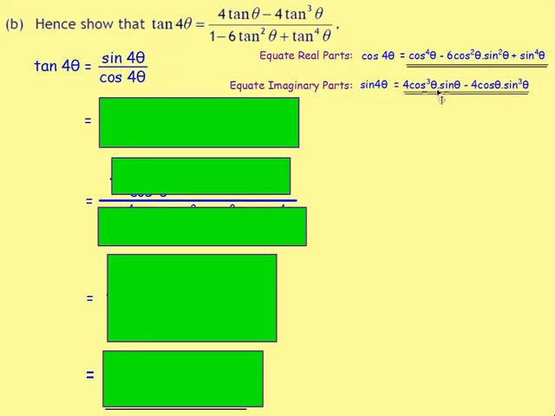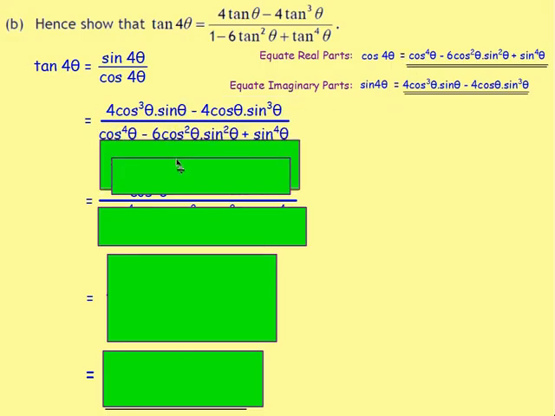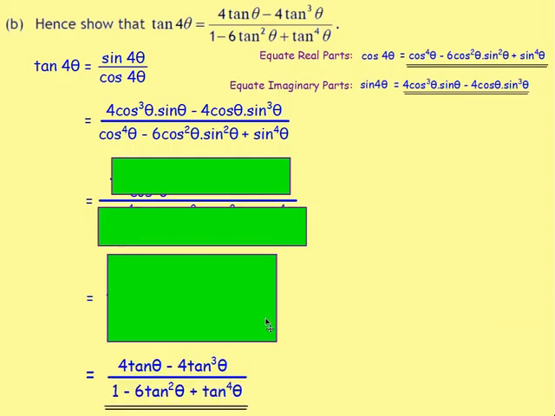So, sine 4 theta was this bit here, just our answer from part A, and we're wanting to divide that by the other answer from part A, so we can say it's going to be this divided by this. But remember we were asked to show it's equal to this answer here. So how do we get down to that? Well, we need to put other steps in between.